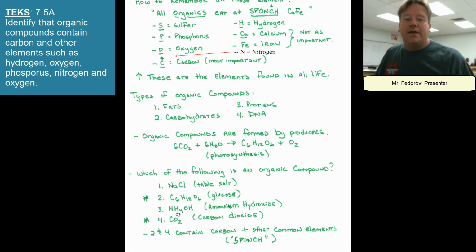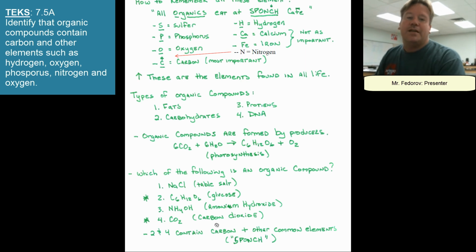The next one's ammonium hydroxide. Now you'll notice here, unlike the one before, it is missing a carbon, but it does have all the elements in SPONCH. It's going to have the nitrogen, which is the N. It's going to have the hydrogen here and here, which is up here. And it's going to have the oxygen, which is up here. But it does not have that starred carbon, that carbon that is so critical for an organic compound. So for that reason, it is not considered an organic compound.